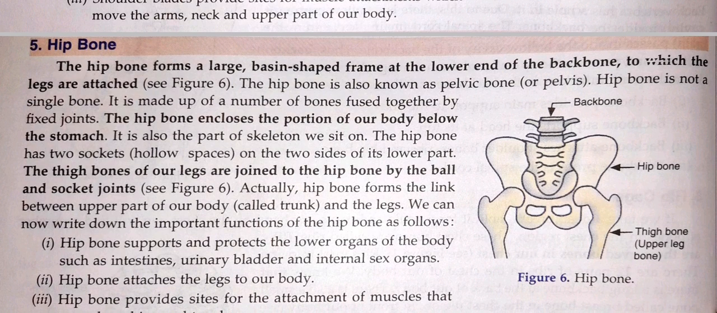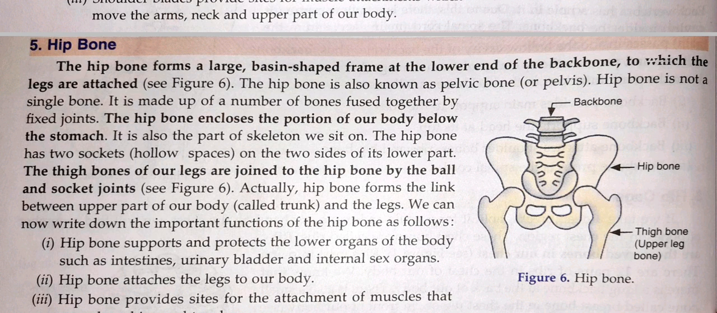Next, hip bone. Hip bone forms a large basin-shaped frame at the lower end of the backbone, to which the legs are attached. Hip bone is also known as the pelvic bones. हिप बोन को पेल्विक बोन भी कहा जाता है. It is not a single bone. It is made up of a number of bones fused together by the fixed joint. In the hip bone, which type of joint is present? A fixed joint, and with fixed joints, a number of bones are fused together.